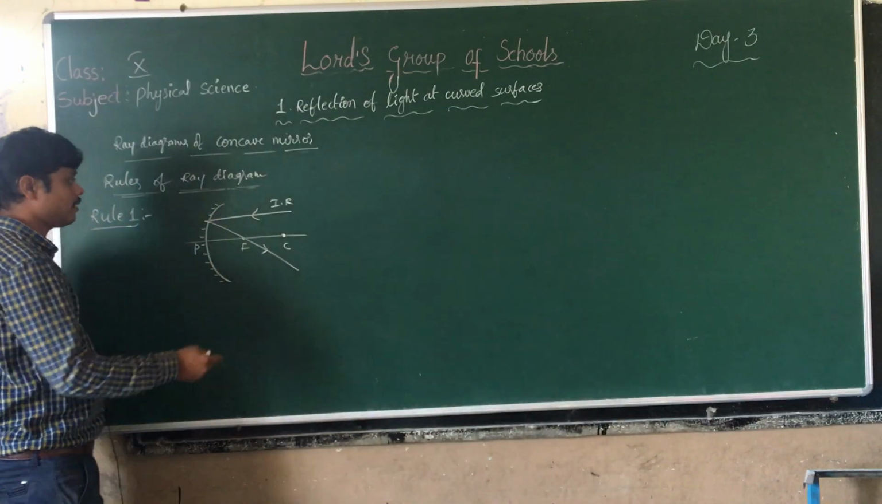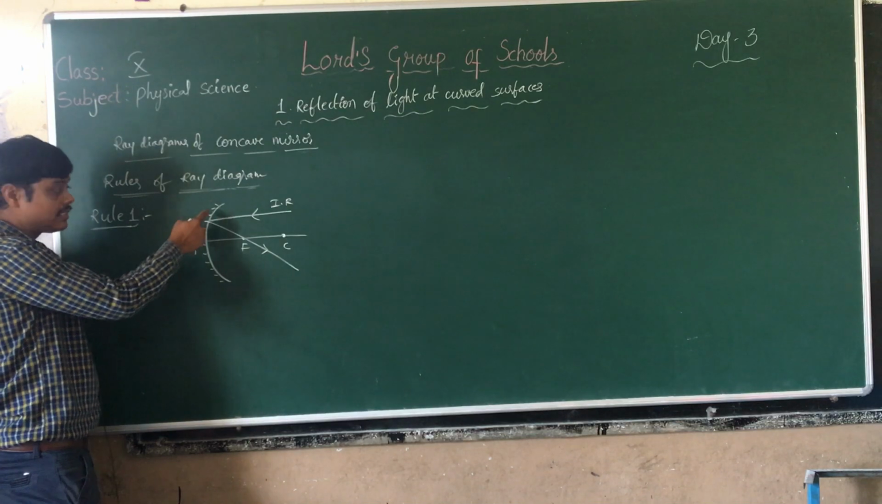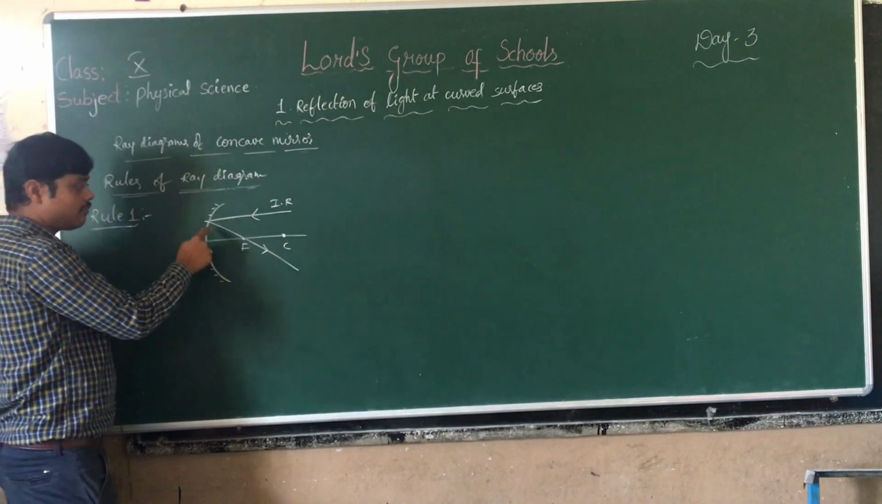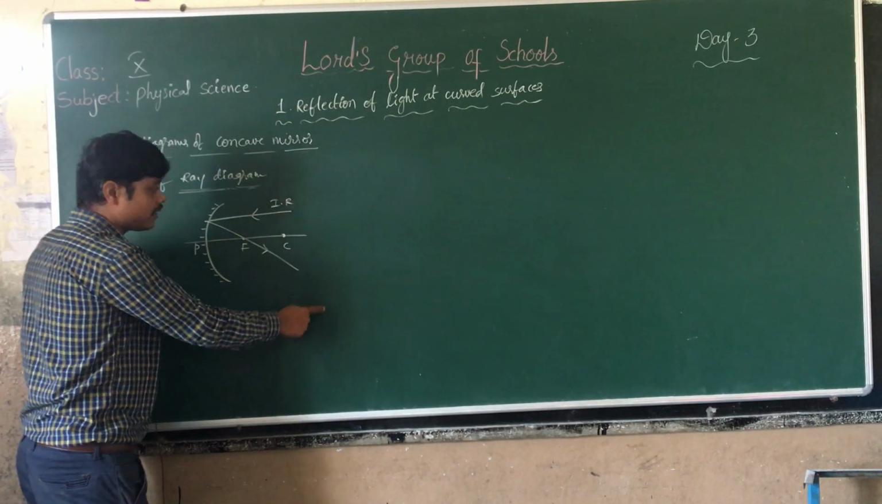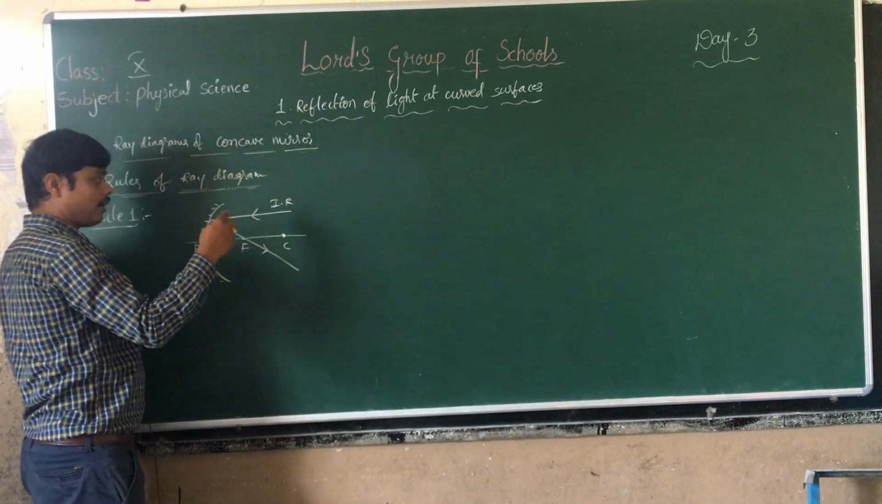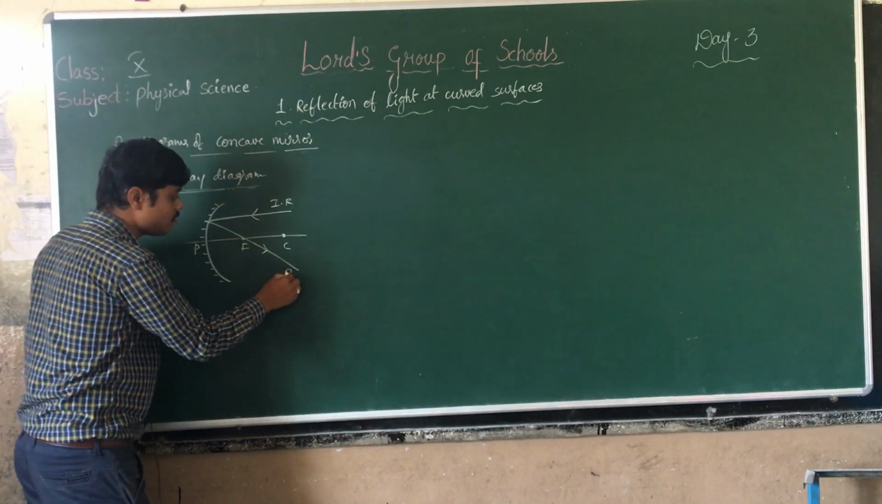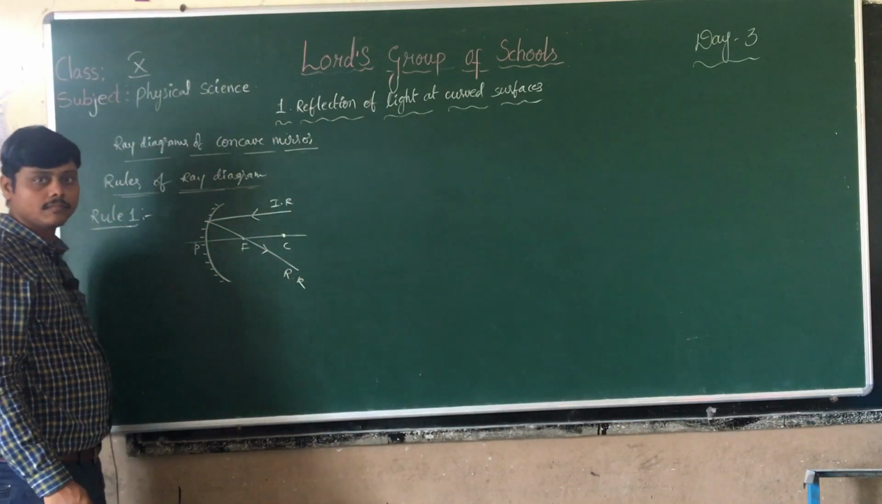What is rule 1? If a light ray which is parallel to principal axis is incident on the concave mirror, the reflected ray will pass through focus. Only one statement: if light ray is parallel to principal axis, it passes through focus. And this one is now the reflected ray. That is rule 1.